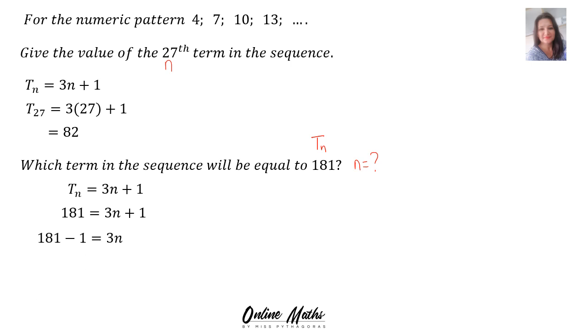So the 1 will walk across: 181 minus 1 is 3n, 180 is 3n, and then to solve for n, divide by 3, divide by 3. Therefore, n is equal to 60. So what does that mean? That means the 60th term in this numeric pattern's value will be 181.